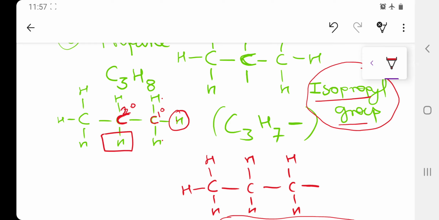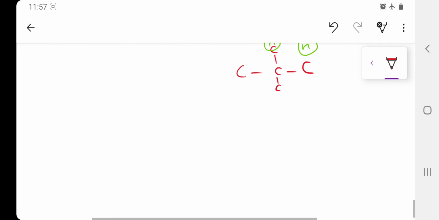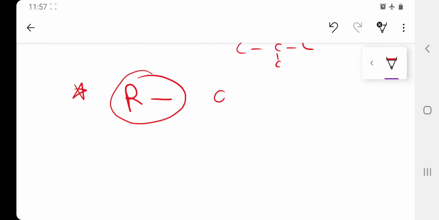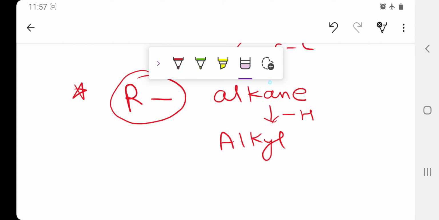Because this is secondary hydrogen, this is secondary carbon, and this is primary carbon. If I remove a hydrogen from this, that will be different, and if I remove this hydrogen, it will make a different alkyl group. Forgetting all this, now if you understood something about R groups, R groups are basically formed from what? Alkane. If I remove one hydrogen from the alkane and attach that to something else, it will give rise to what? Alkyl.